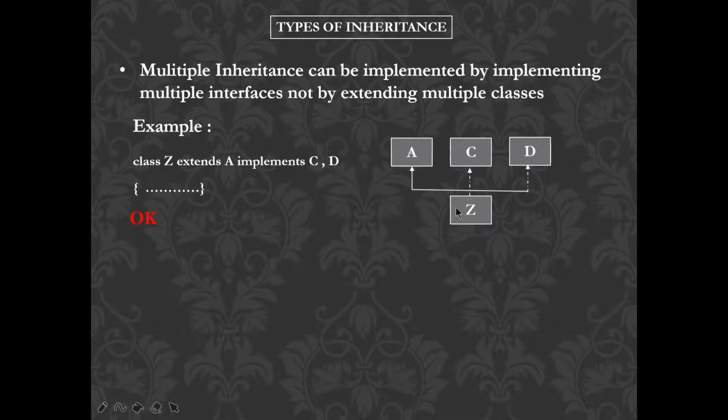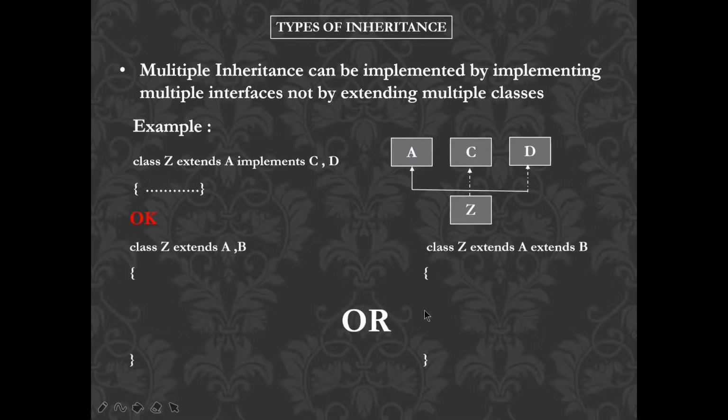That means Z is a class which is extending a class, which is represented by a solid line, and Z is implementing two interfaces, which is represented by a dashed line, which is okay. This is the correct one. But if you see the other one, class Z extends A, B. That means if you are writing extends, it is nothing but A and B both are classes. This is wrong. It is not supported by Java. Only one class can be extended.